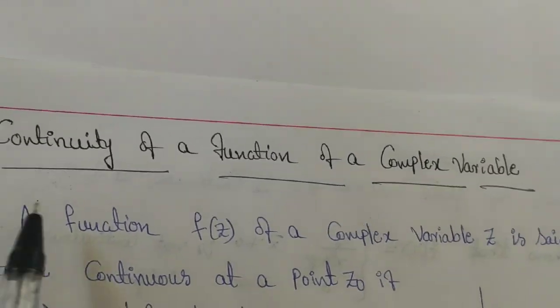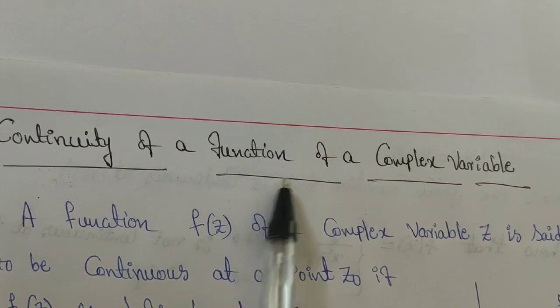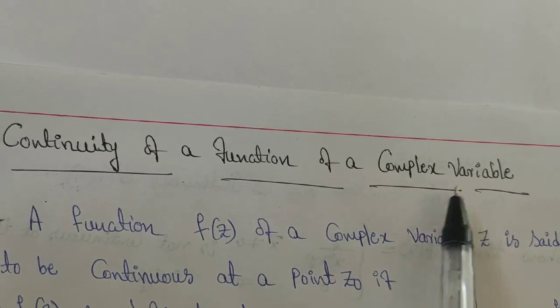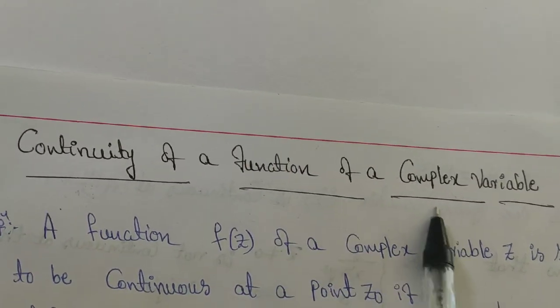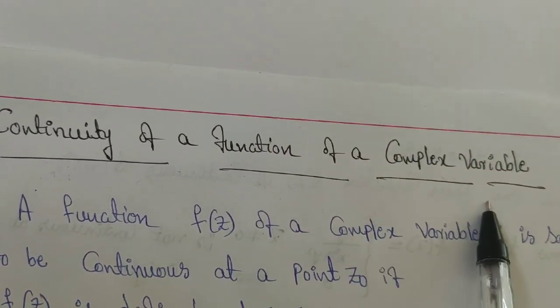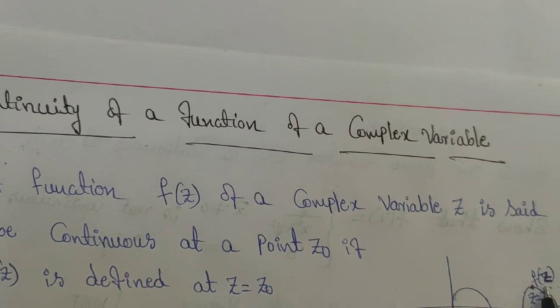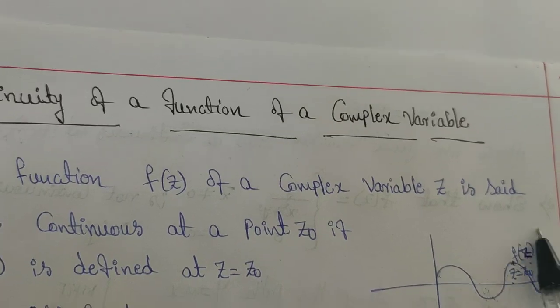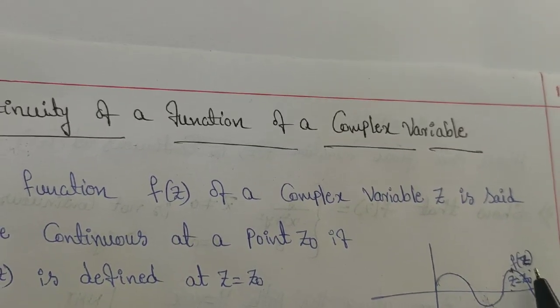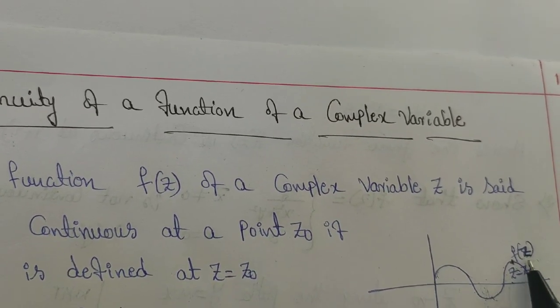See the heading. What is given? Continuity of a function of a complex variable. That means we have to gain the definition for continuity of a function by using the complex variable. That's why I chose z as a complex variable. Using that, I wrote f of z as a function. Then what is the difference between complex variable and function?